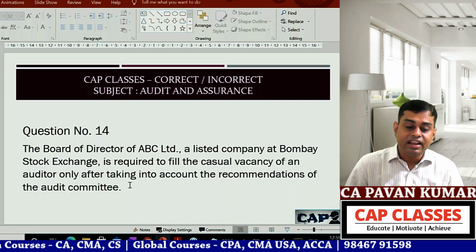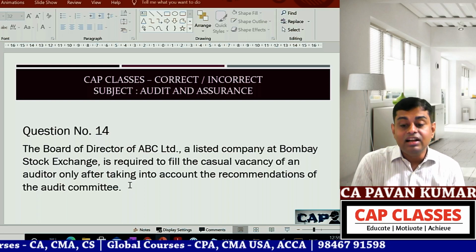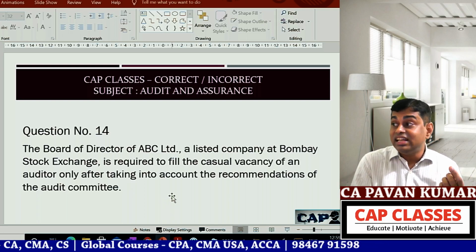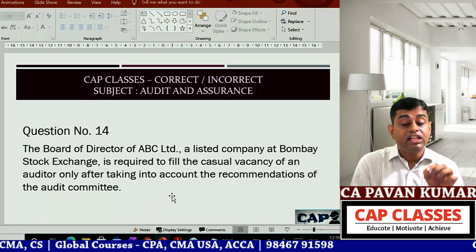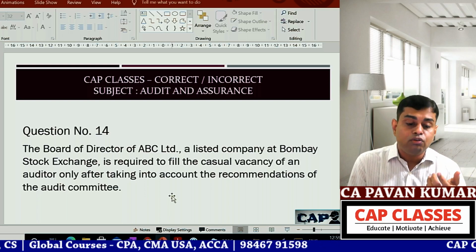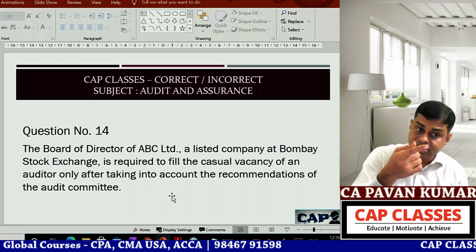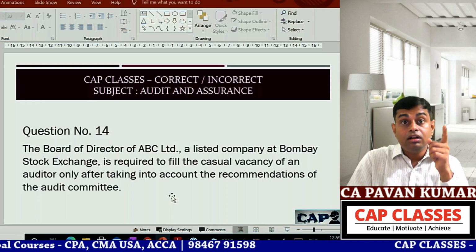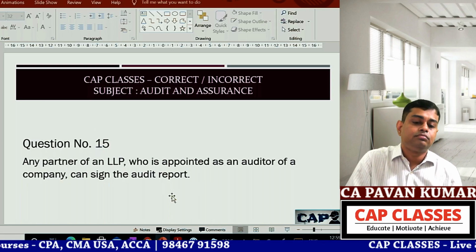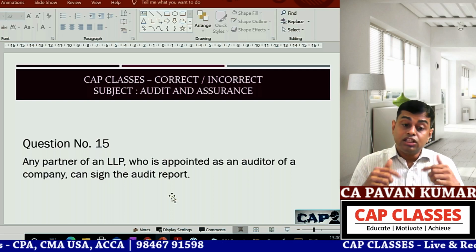The board of directors of ABC Limited, a listed company at Bombay Stock Exchange, is required to fill the casual vacancy of auditor only after taking into account the recommendations of the audit committee. Copy paste of question number 11. The given statement is correct. Question number 15 is also repetition.